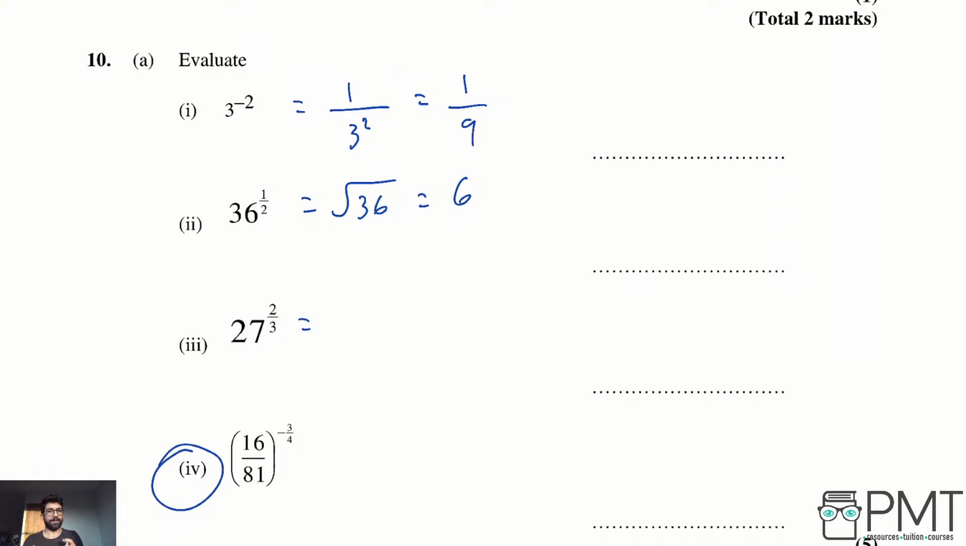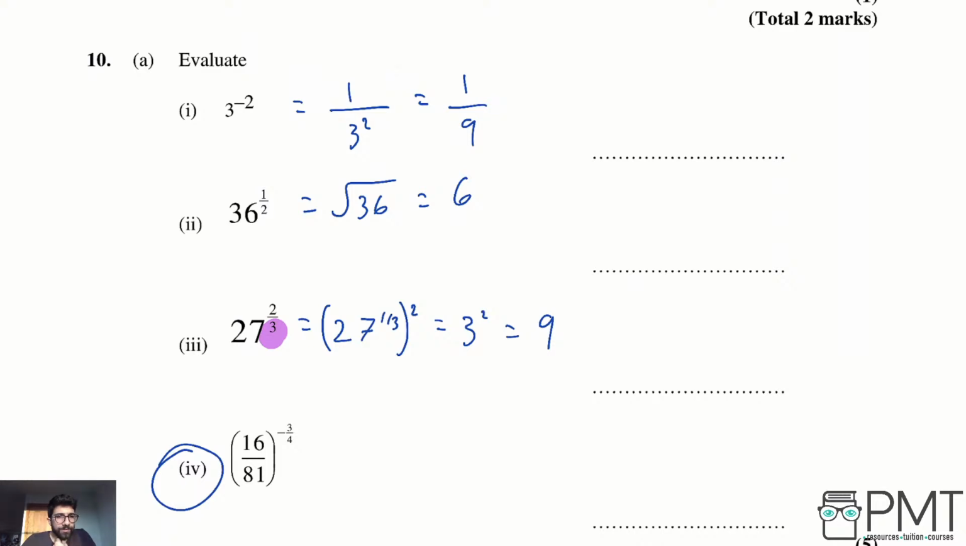And here I am going to do it in two steps. This needs to be 27 to the 1/3. So I take the cube root first. Always take the root first and then raise to a power. So what's the cube root of 27? That should be 3. And then when you square it, you're going to get 9.